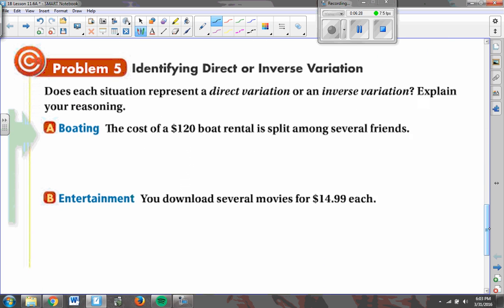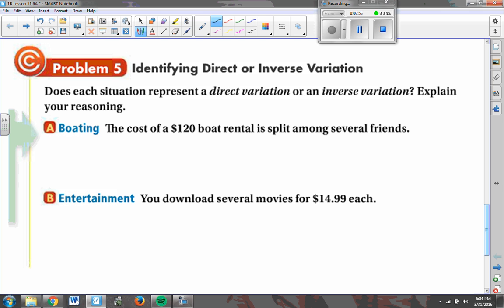Now, the only other thing I'm going to ask you to do in your practice problem sets is think about real life situations and decide if these are direct or indirect variation and explain. Okay? So we might have a situation where we're renting a boat, a bunch of friends heading out to the lake, and the cost of the boat is $120. And we split it among several friends.